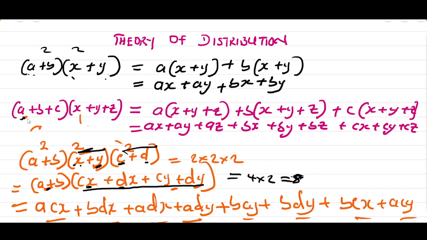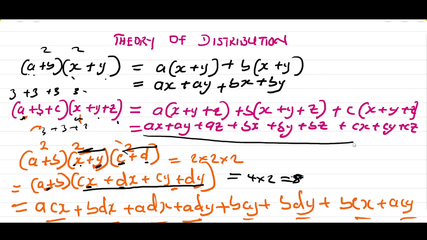Here, each term has 3 choices. So it can combine with x, combine with y, or combine with z. So for each term we have 3 choices. So we have a total of 3 times 3 choices. This guy has 3 choices, this guy has 3 choices, this guy has 3 choices. So we have a total of 9 terms here.